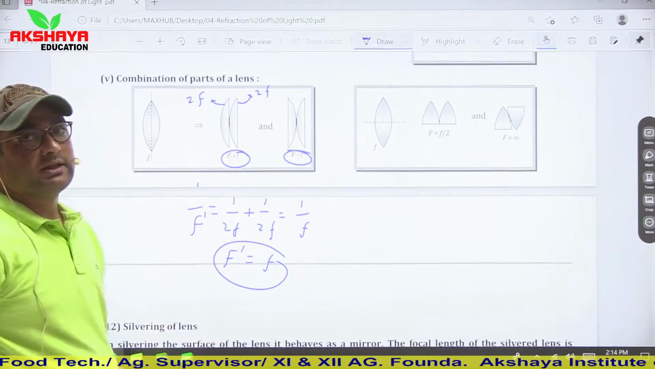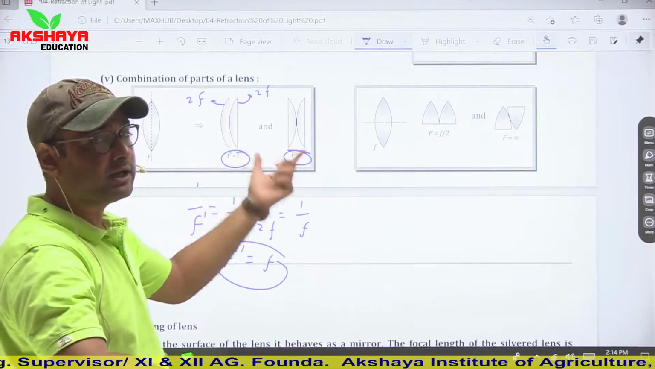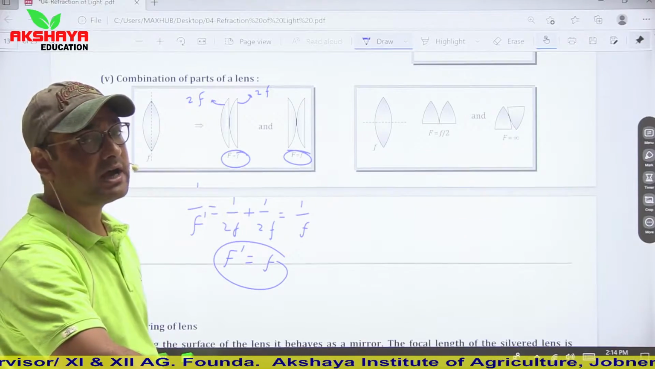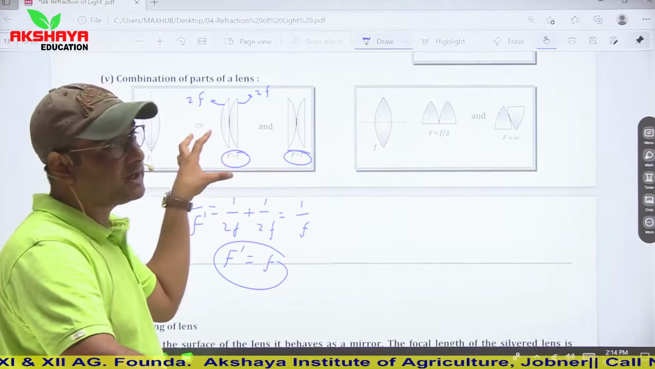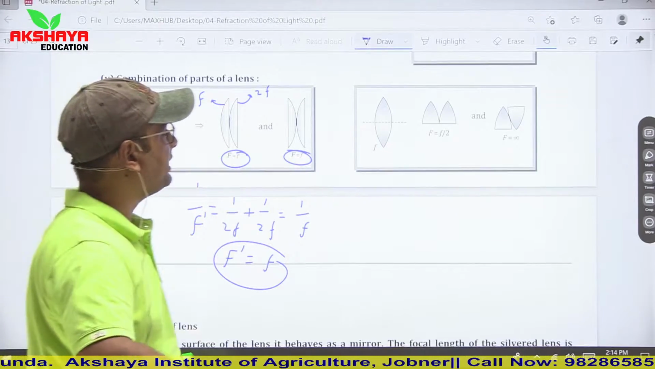Hence we can say that either one convex and one plane surface are in contact, or both convex surfaces are in contact, then the equivalent focal length will be equal to f, the initial focal length.